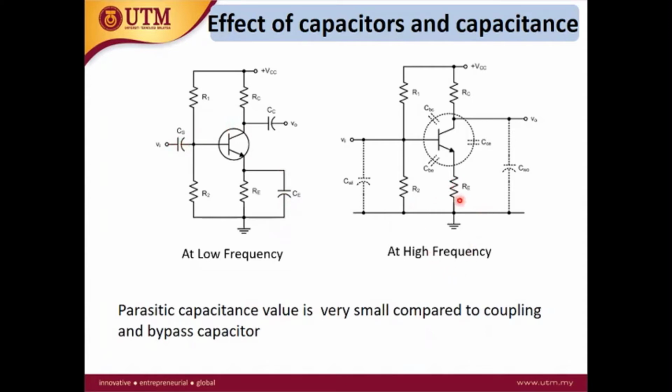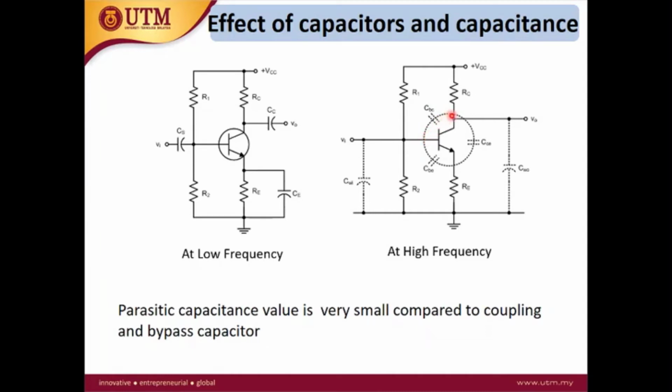And then at the high frequency, what happened? There is no CS, CC, and CE because they can be considered as a short circuit. However, we can see the effect of what we call parasitic capacitance. Parasitic capacitance appears or exists between the junctions or between the terminals of the BJT.